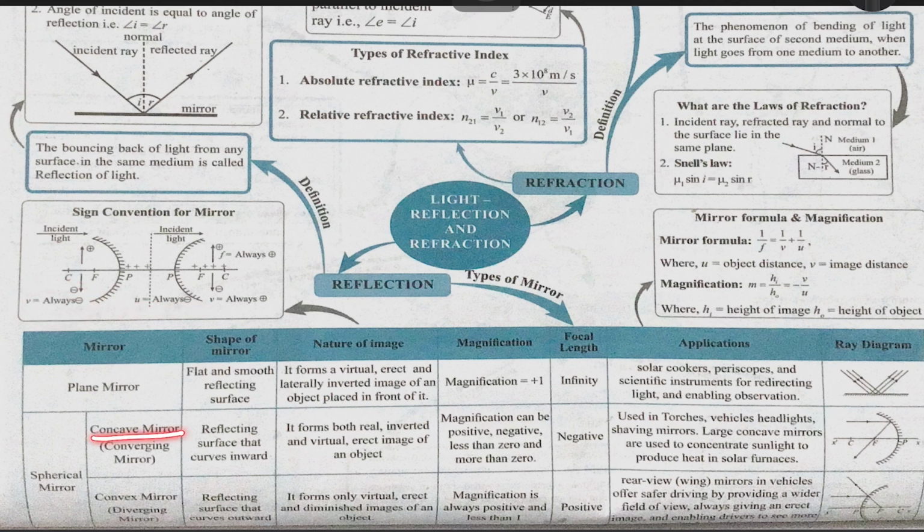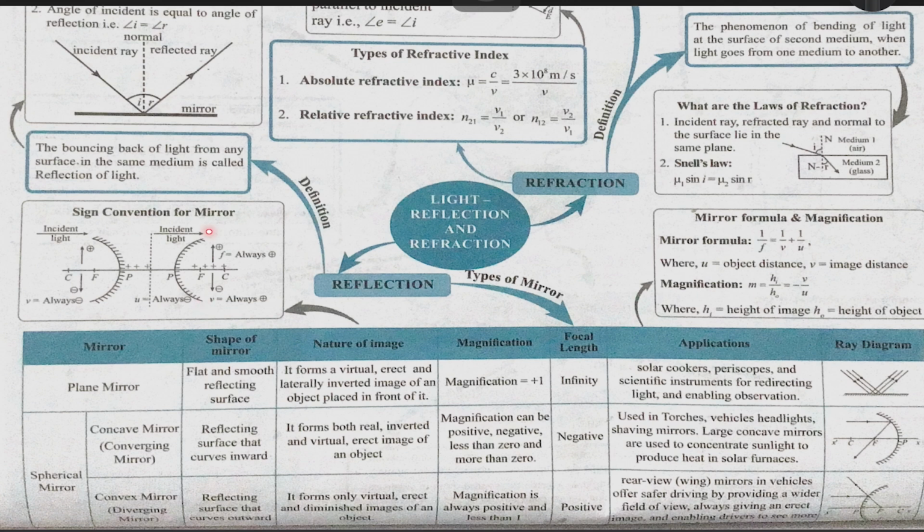And in the concave mirror, nothing but the converging mirror, if the image is formed towards the left, on the same side of the mirror, then v will be negative. If the image is formed after the mirror, that is, after the reflecting surface, on the right side of the plane, then v will be positive.